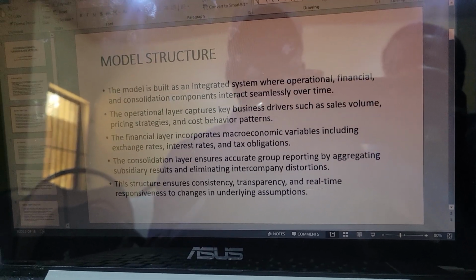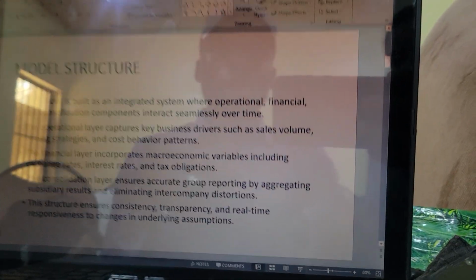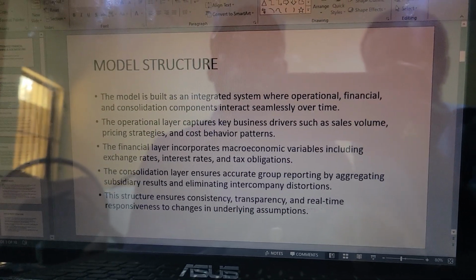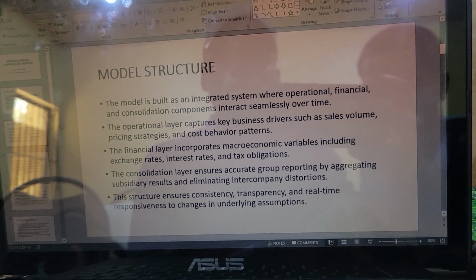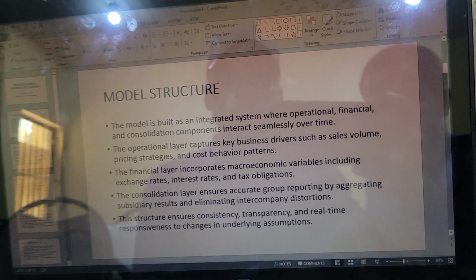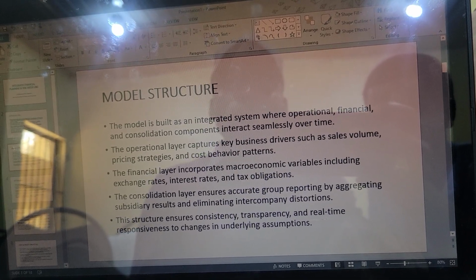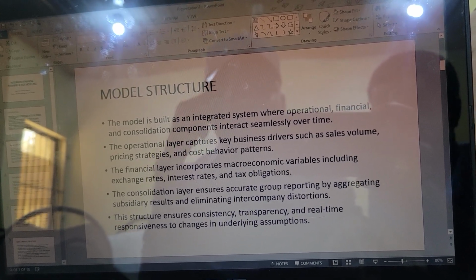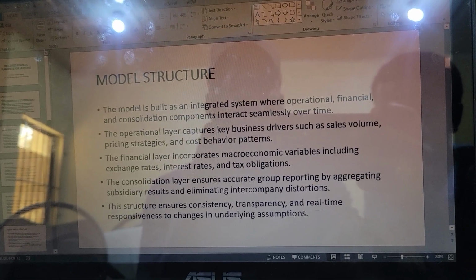The model structure. The model is built as an integrated system where operational, financial, and consolidation components interact seamlessly over time. The operational layer captures key business drivers such as sales volume, pricing strategies, and cost behavior patterns. This structure ensures consistency, transparency, and real-time responsiveness to changes in underlying assumptions.